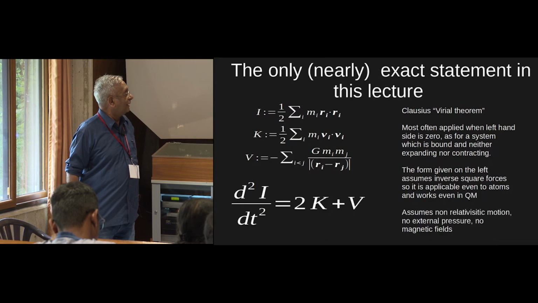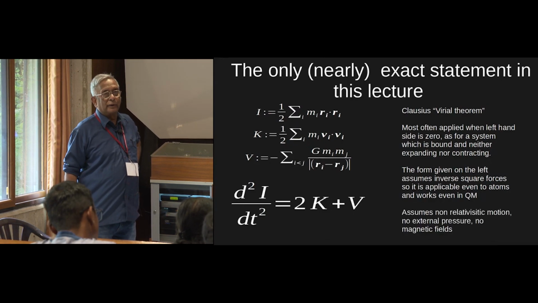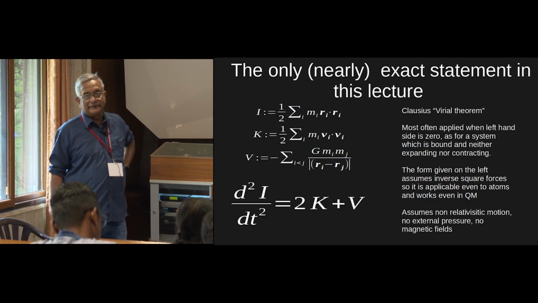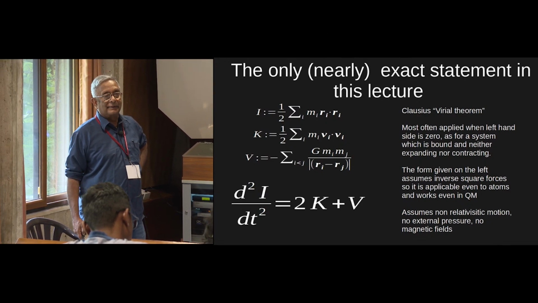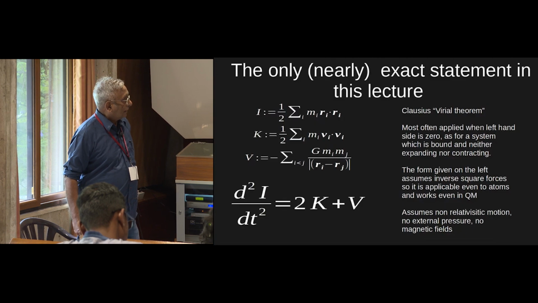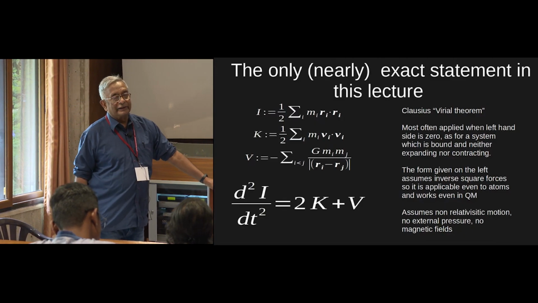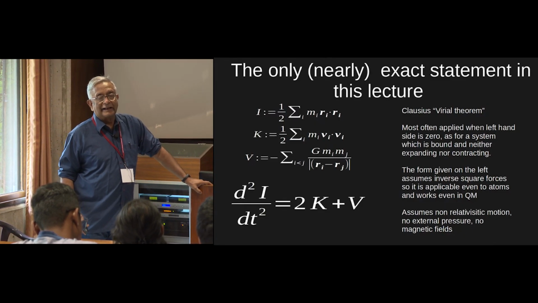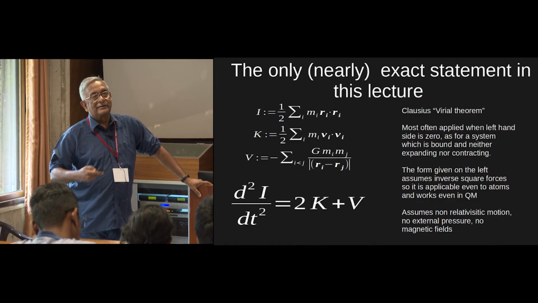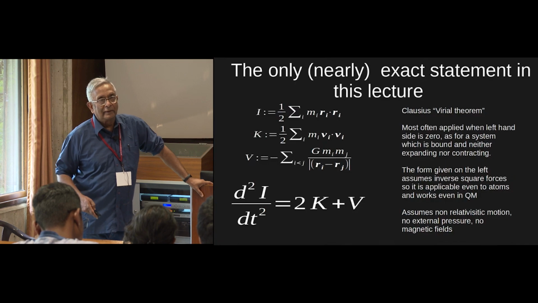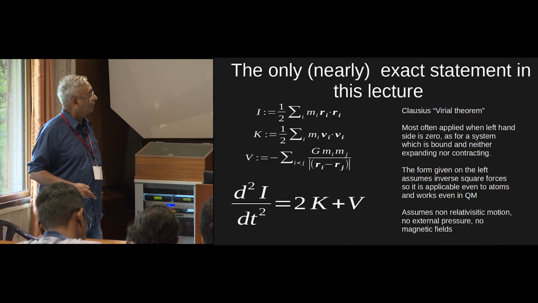So it does assume non-relativistic motion, because I said the kinetic energy is half mv squared. But apart from that, as I said, it's a nearly exact statement. I wouldn't call it a solution of the equations of motion. Newton's laws have second derivatives, and this also still has second derivatives. So it's just a clever combination of the different Newton's laws in a form which is useful.